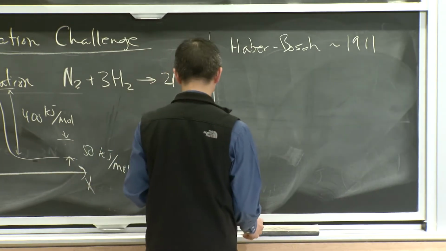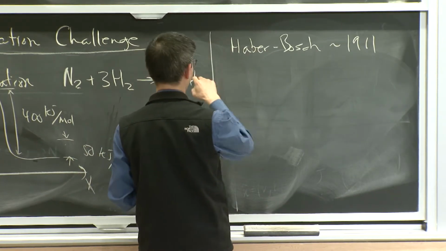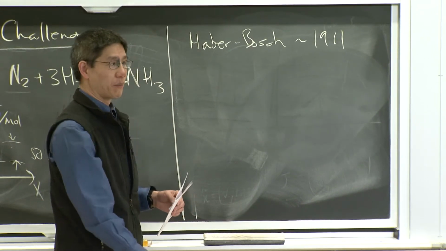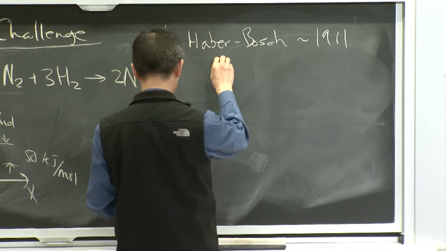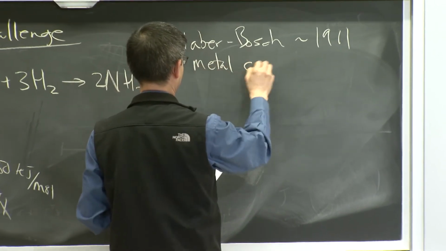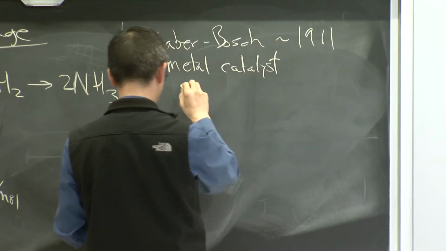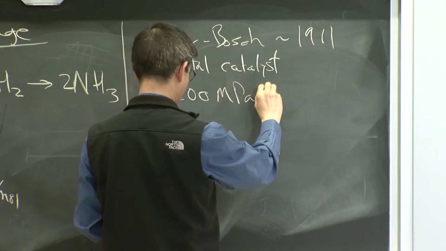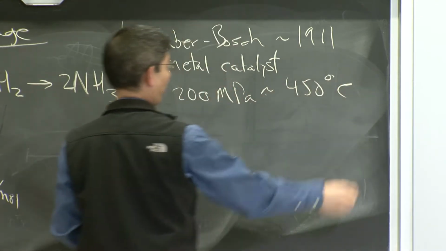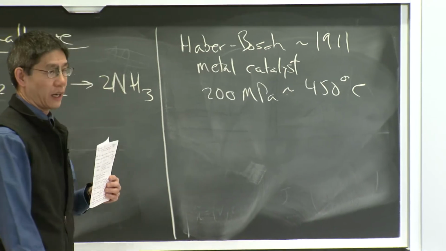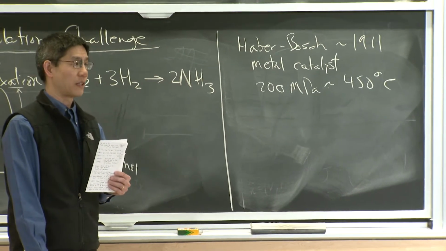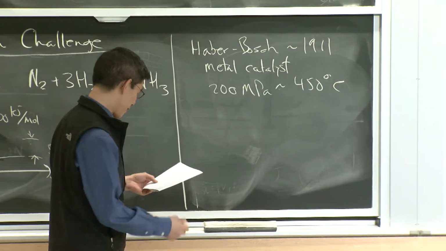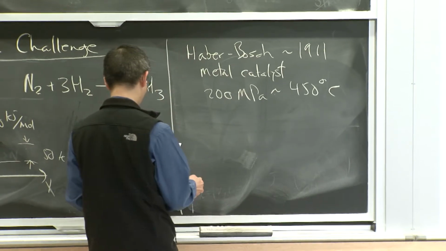This is a process which creates ammonia from nitrogen and steam by cracking it. And so it utilizes a metal catalyst at a very high temperature and pressure, 200 megapascals, and something like 450 degrees Celsius in a very large-scale industrial process to be able to generate ammonia. And what is the ammonia then used for? It turns out that it is used for fertilizer.